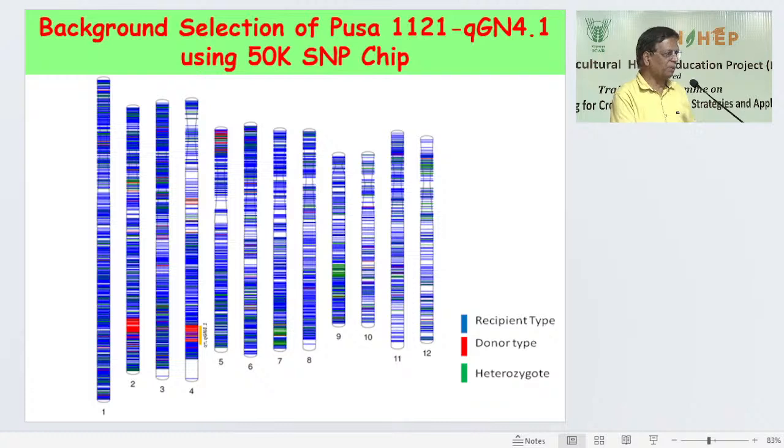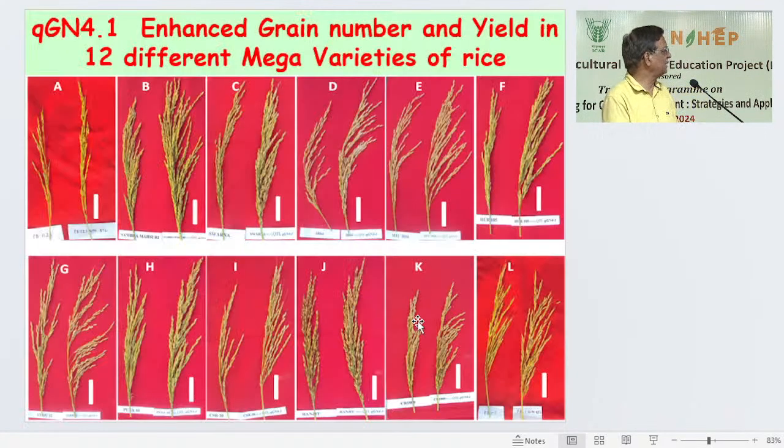So this is one of those backgrounds, 1121, a famous basmati variety. We transferred this high grain number, and blue color means we recovered the background using the 50K chip, and the foreground using the foreground marker, maybe an SSR marker or any kind of marker linked to the gene. So similarly in all the 12 varieties you can see the panicle size has increased. This is the original, this is with the QTL. This is the original, this is with the QTL. So in all the backgrounds, I will show you one in detail here.